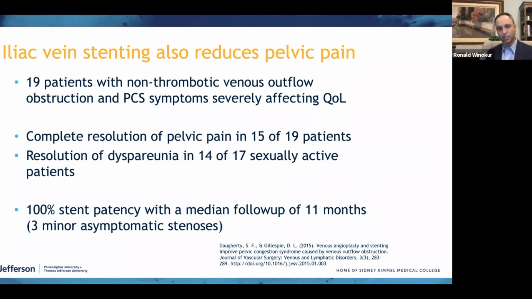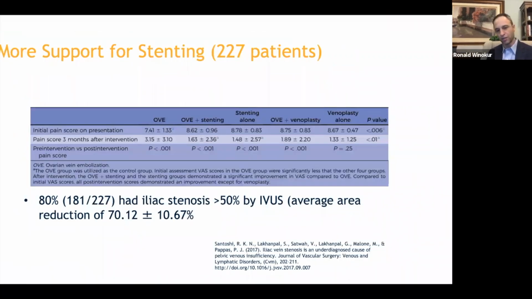Iliac vein stenting is also important. There are 2 studies looking at this. Doherty looked at 19 patients with non-thrombotic venous outflow obstruction, showed clinical success and improvement in pelvic pain and dyspareunia in these patients after iliac vein stenting. And then a very popular article that's quoted by Santoshi showed a significant improvement in VAS scores in those patients who had iliac vein stenting in that population as well.